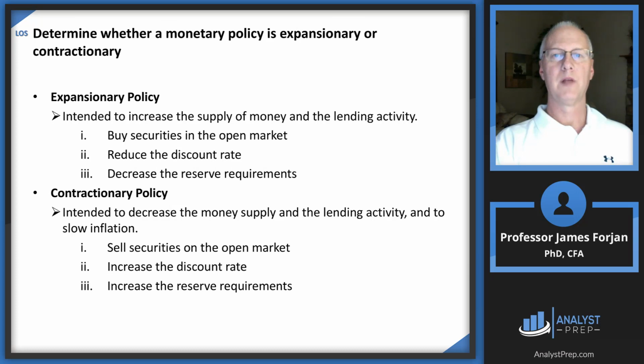Determine whether monetary policy is expansionary or contractionary. I've hinted at this throughout the slide deck so far. So an expansionary policy is designed to increase the supply of money and lending activity. And so how does the central banker do this? By buying securities in the open market. I talked about the treasury securities and the mortgage-backed securities. They can reduce the discount rate, which is going to influence the federal funds rate, which will influence all the other nominal rates that are out there, and then decrease the reserve requirements. And for contractionary policy, just the opposite.